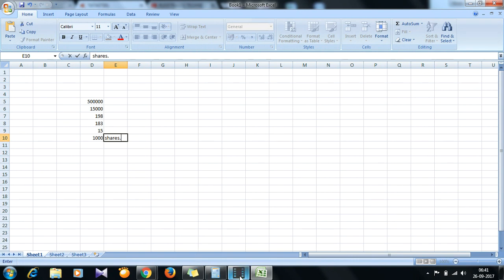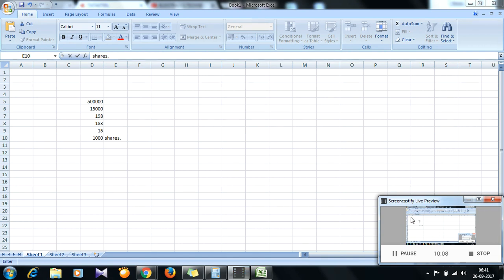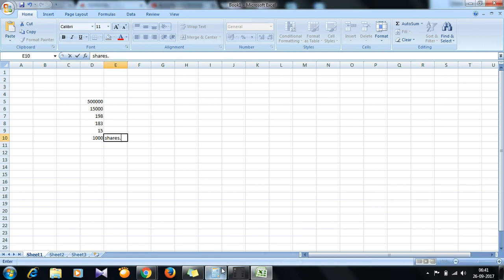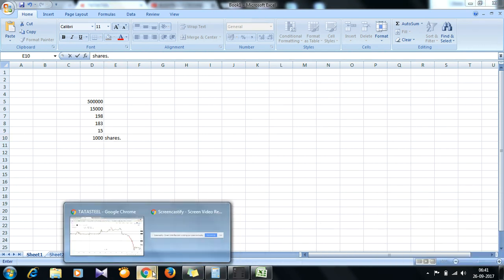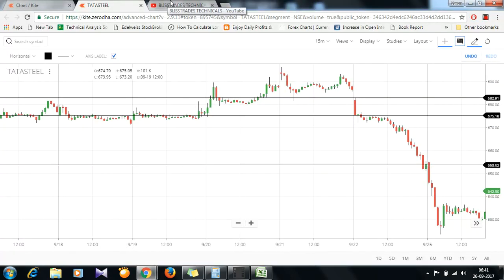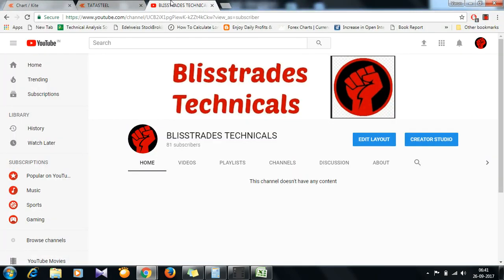I'm keeping this video short. These are the two ways by which I use position sizing to trade intraday as well as positionally. I will definitely add to this video wherever I find some other way to position size. Otherwise I will upload it as a different video.